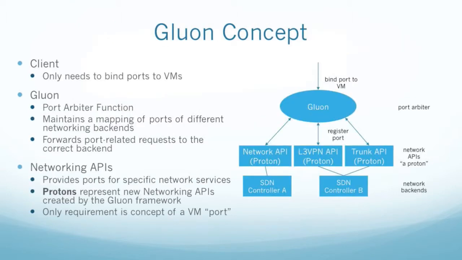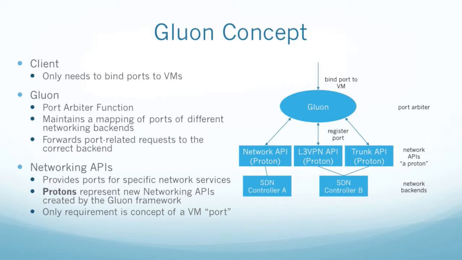Okay, thank you, Ben. Let's start with an overview of the Gluon architecture. The main component of the Gluon architecture is the networking API, and in Gluon terms, a networking API is a port provider for a specific network service. In Gluon, you should be able to support multiple networking APIs in one cloud environment, and each one of these APIs will provide ports for that particular networking API service.